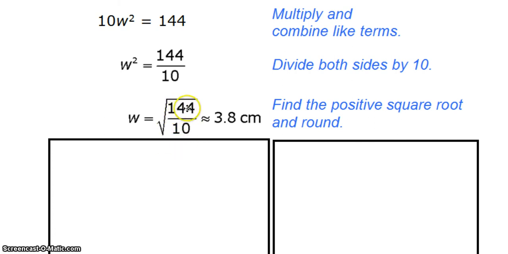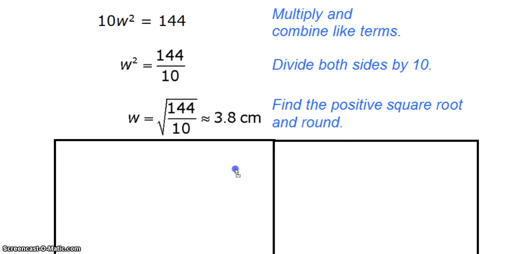And so 14.4 is between 9 and 16, closer to 16, and so we have this approximate value to the 10th. We could use FDAD to find that.